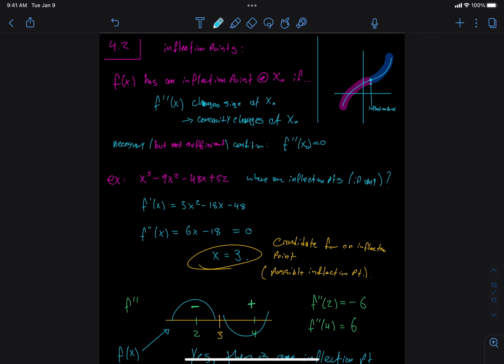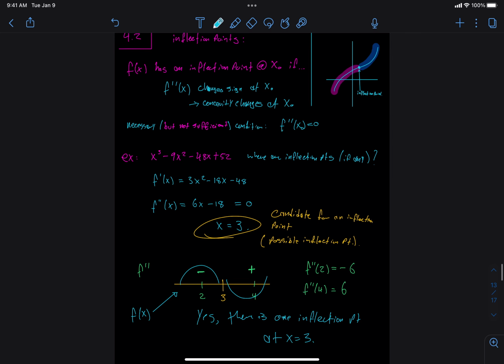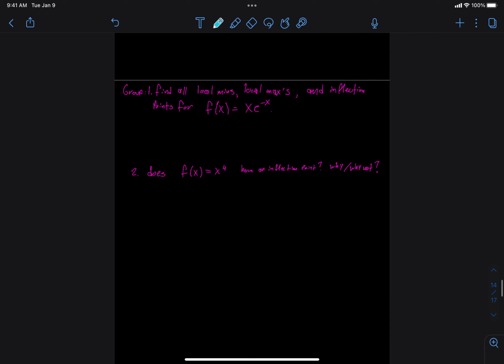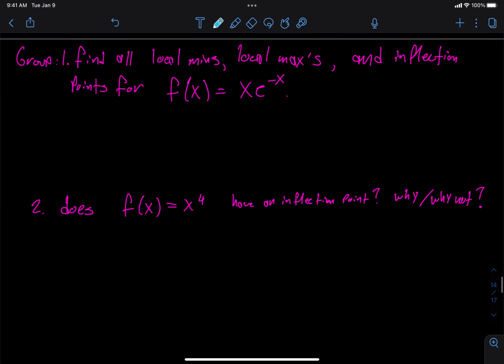All right. Any questions on that at all? No? Okay. Then let's do some group work. We're going to try to find local mins, local maxes, and inflection points for the function f of x equals x e to the minus x. And if you finish that one, then you can work on the second one, which is a question about whether or not f of x equals x to the 4 has an inflection point or not. And please justify your answer, and I'll be walking around with Jacob to help.